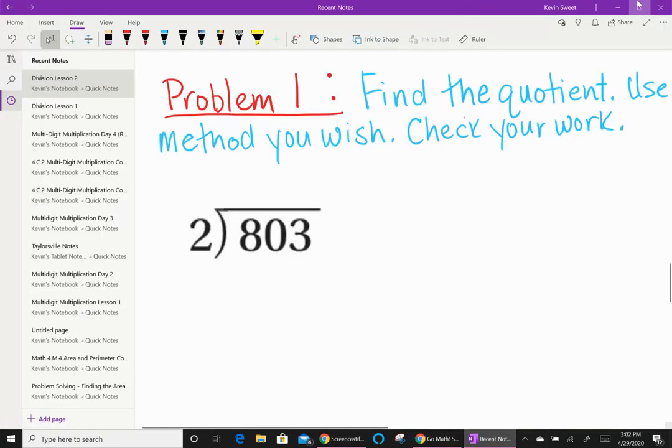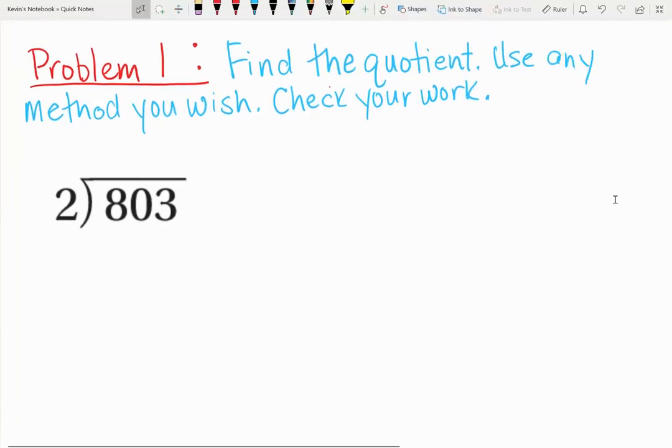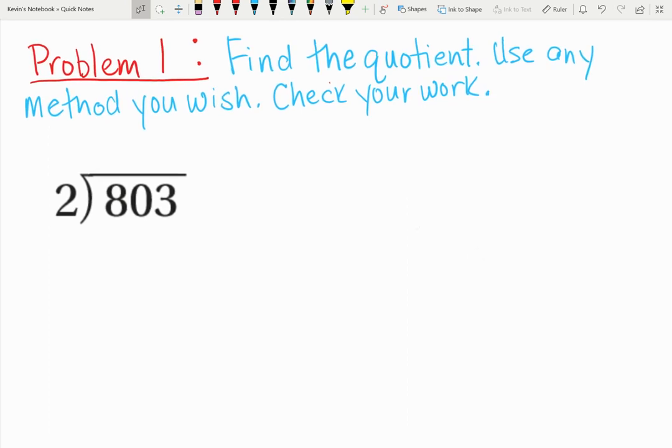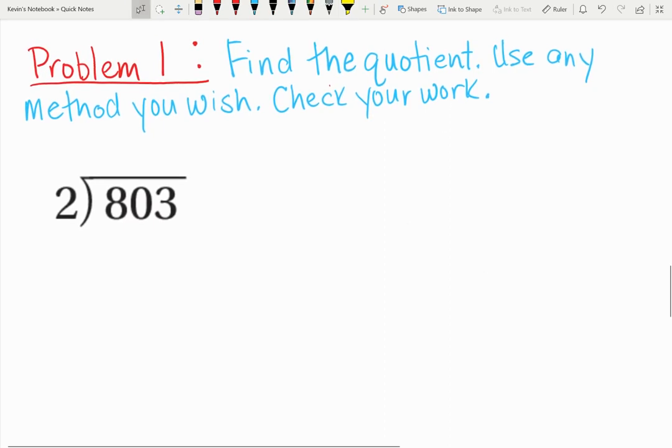Okay, welcome back, fourth grade. Problem number 1, you'll be doing this one on your own. Problem 1 is, again, find the quotient, use any method you wish, check your work. So you have 208 divided by 2. Go ahead and answer on its learning and pause the video. Here we go. So answer on its learning and pause the video now.